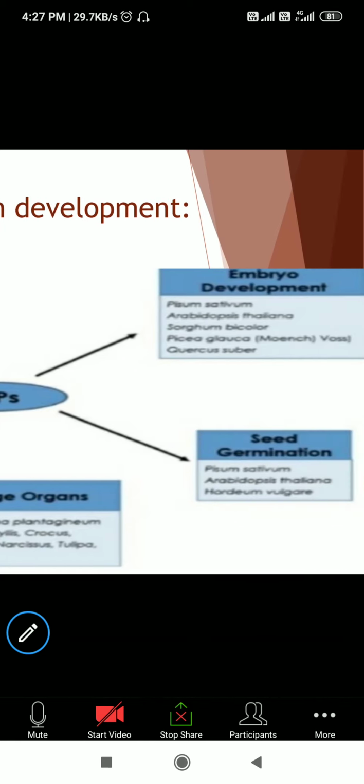If we talk about heat shock proteins in embryo development, it has been seen in Arabidopsis thaliana and Pisum sativum. When we look at the role of small heat shock proteins in seed germination, it has been observed in Pisum sativum and Arabidopsis thaliana. In general, we can say we have many examples where these heat shock proteins are involved.